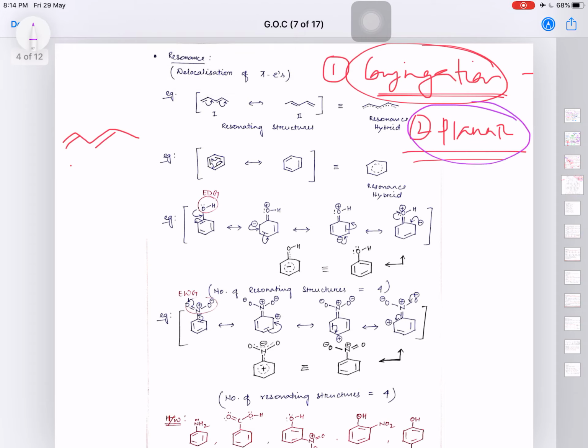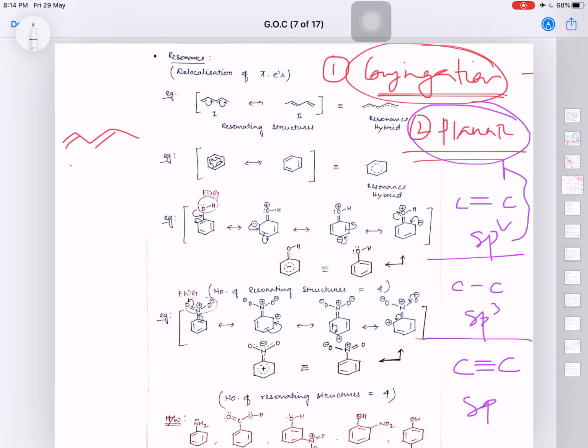And planarity is also an important factor. Planarity means, if you have a double bond, the hybridization is sp2. Just keep in mind that carbon-carbon double bond means sp2 hybridization, carbon-carbon single bond means sp3, and carbon-carbon triple bond means sp. These are the three things you should remember. So sp2 hybridization means the geometry is trigonal planar, which means you will have a planar structure. So if you have double bonds and single bonds in alternate positions, then conjugation is there, plus the structure is also planar.